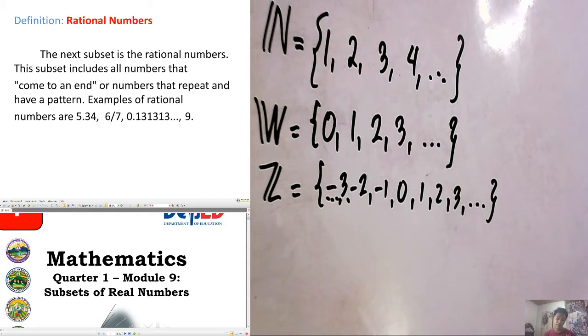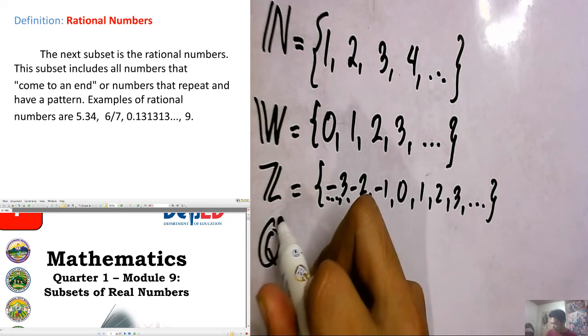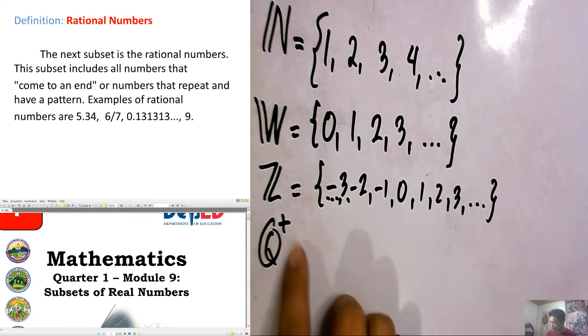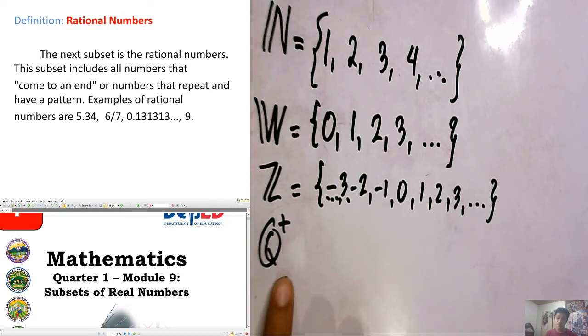So next is the rational numbers. The next subset is the rational numbers. So what is this rational number all about? This subset includes all numbers that come to an end or numbers that repeat and have a pattern. Examples of rational numbers are 5.34, 6 over 7, 0.131313, and so on and so forth, and the whole number 9. The rational numbers have the symbol Q, with the positive sign. The elements of the rational numbers are all numbers that repeat and have a pattern in their decimals, and at the same time the whole numbers themselves. So the symbol for the rational numbers is Q plus.